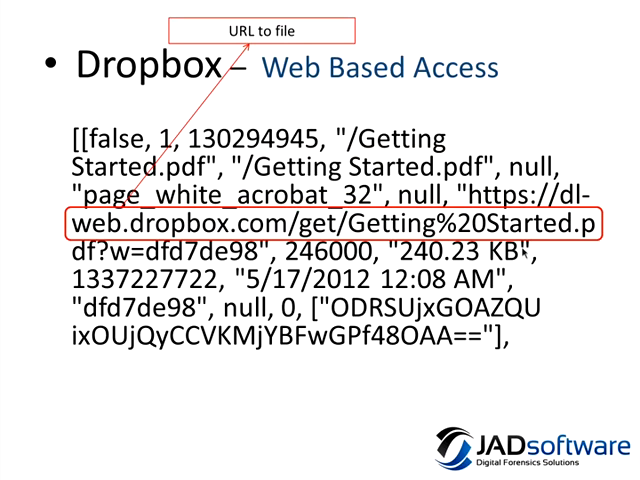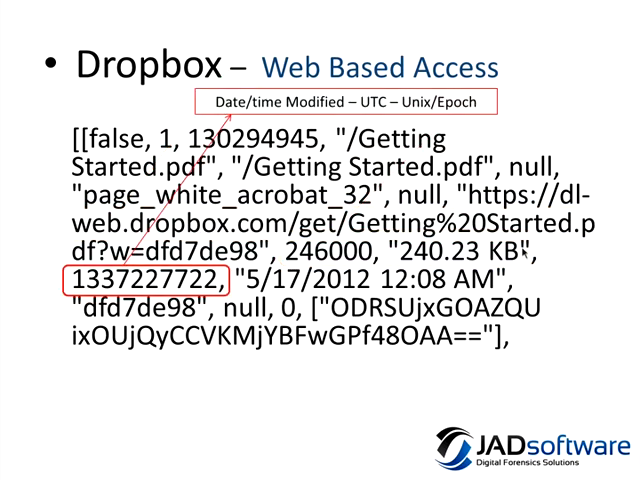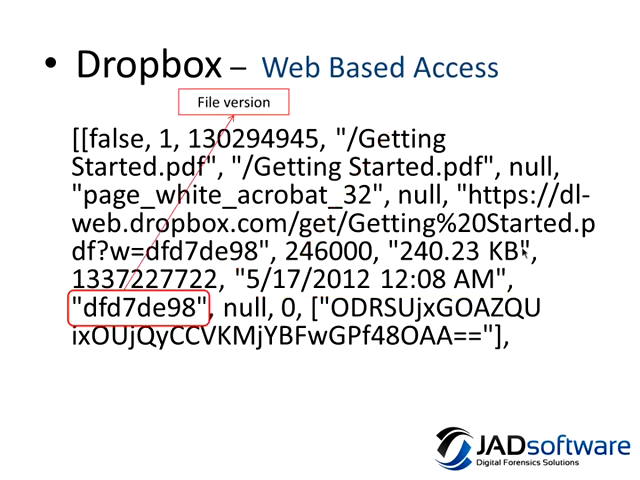So this is a PDF file, and then a link to the file, and obviously you need to have the user's credentials to log in to actually get this file. After that, the file size and the date and time modified in Unix time, and date and time modified, and this is local time. There's also a file version ID or number, and this is a number that Dropbox uses to keep track of the versioning of the file.